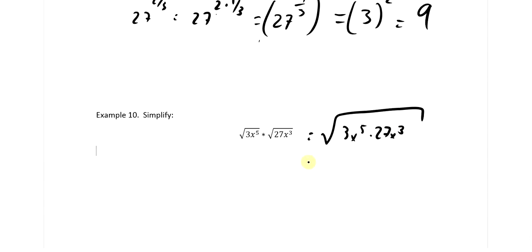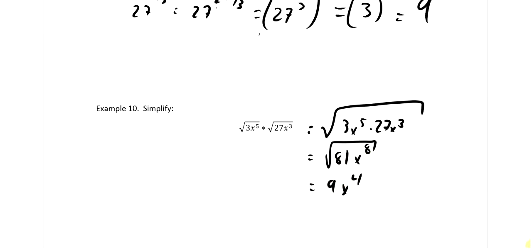And so what do we have? Well, 3 times 27 is 81. X to the 5th times x cubed. Well, I've got 5 x's here, plus another 3 x's, so that's an x to the 8th. Square root. And the square root of 81 is 9. Square root of x to the 8th power is x to the 4th power.